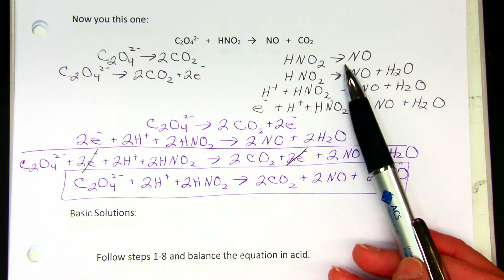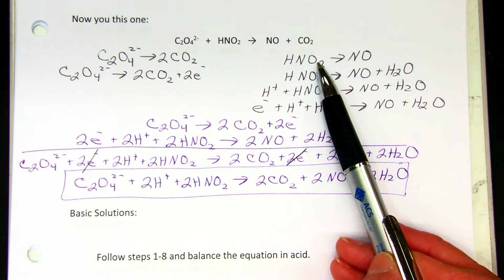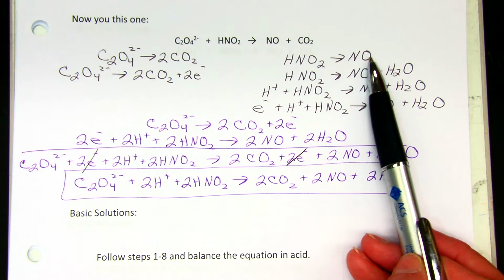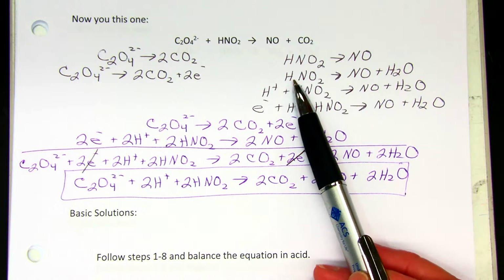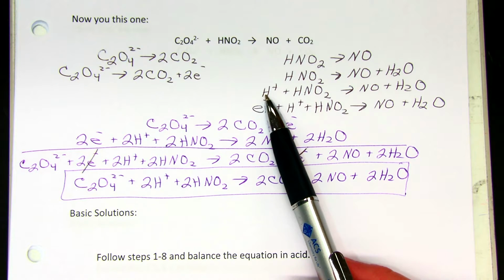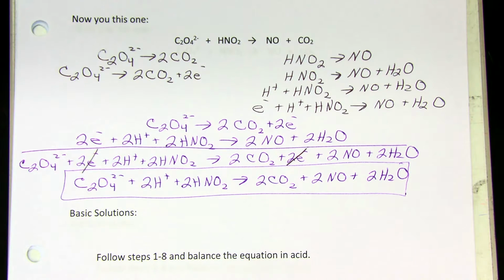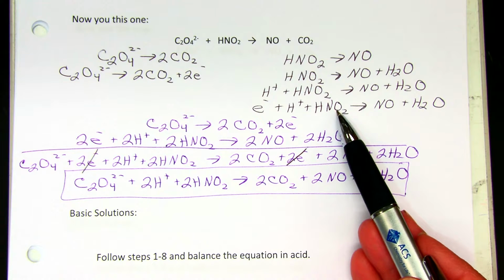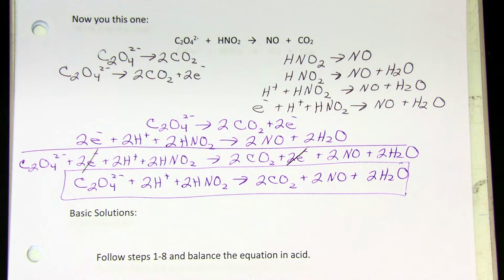We have nitrous acid yields NO. 1 nitrogen, 1 nitrogen. 2 oxygens, 1 oxygen. So we add water. Now I have 2 hydrogens and 1 hydrogen. So we add a hydrogen ion to this side. Then I need 1 electron. So I have 1 half reaction with 1 electron and 1 with 2 electrons. So I multiply the nitrogen half by 2. And I use the carbon half as is.